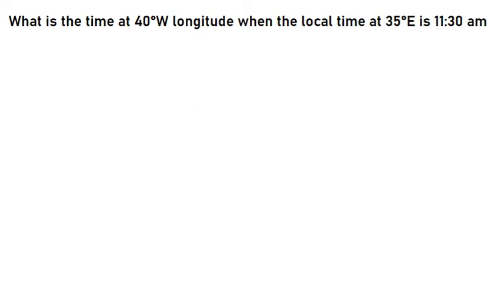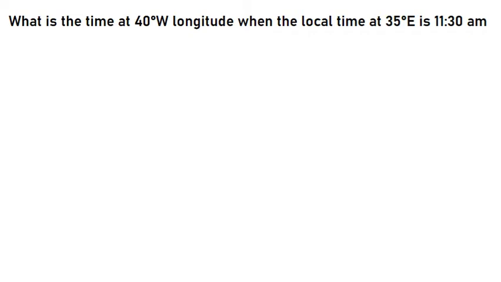Hi everyone, here we are going to do another one question. The question is saying that the time at 35-degree east longitude is 11:30 am. Find out the time at 40-degree west longitude. That is, what is the time at 40-degree west longitude when the local time at 35-degree east longitude is 11:30 am. So it is important to understand the question thoroughly, then only we will be able to do this correctly.